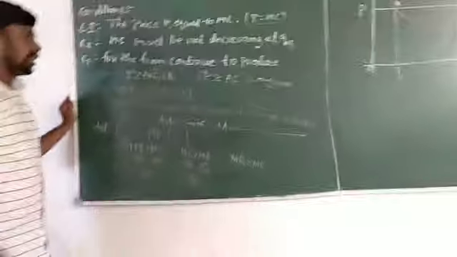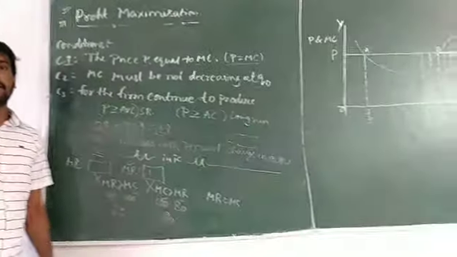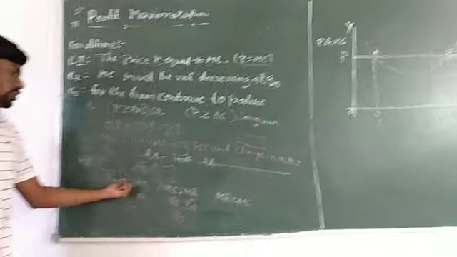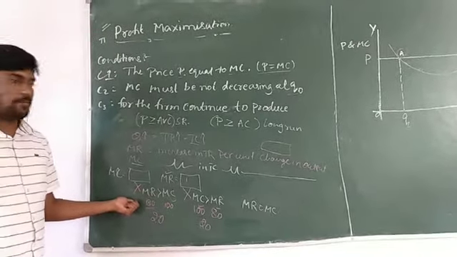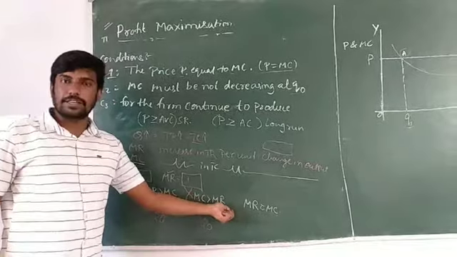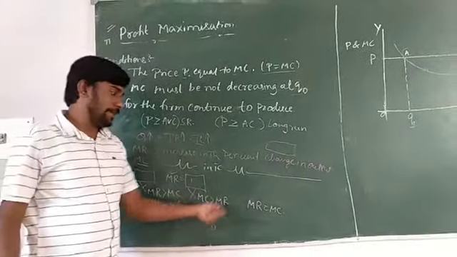So when it is getting a loss, this is also not an ideal situation to get the maximum profit. When the marginal revenue is greater than the marginal cost, the firm will not reach the maximum profit. When the marginal cost is greater than the marginal revenue, it will not reach its maximum profit level.